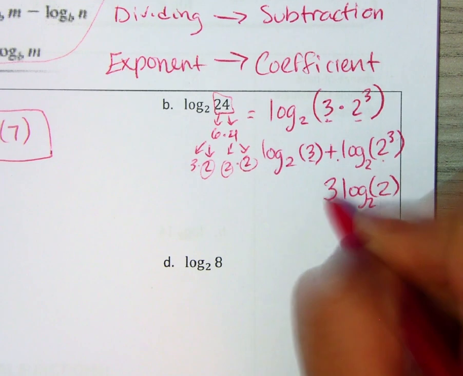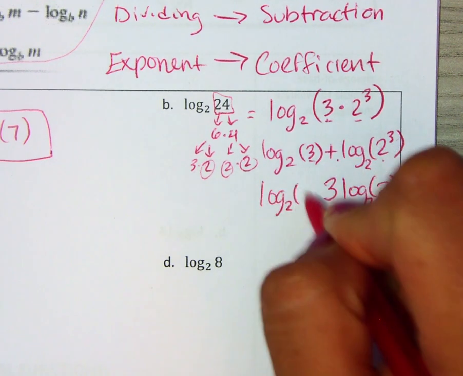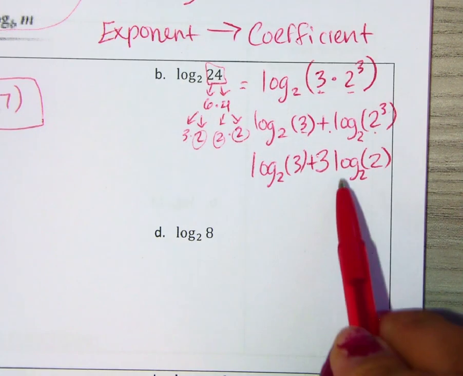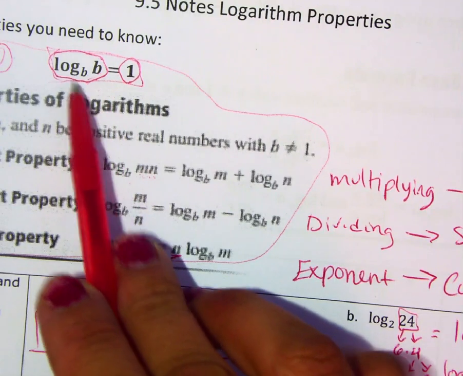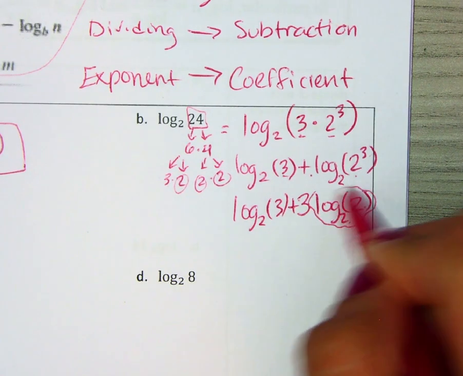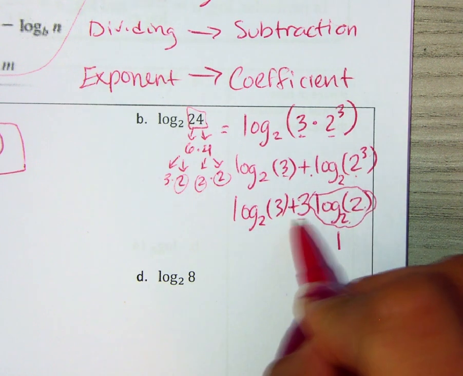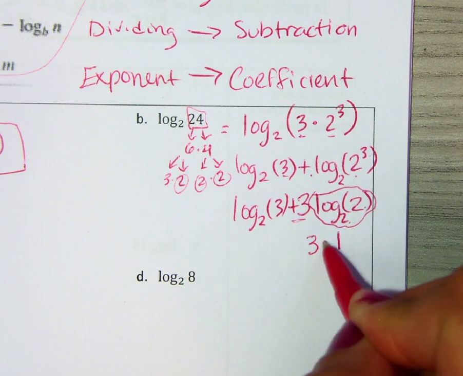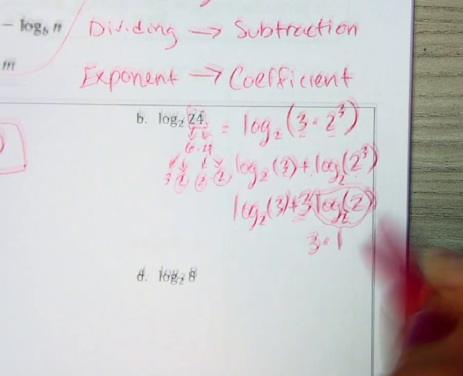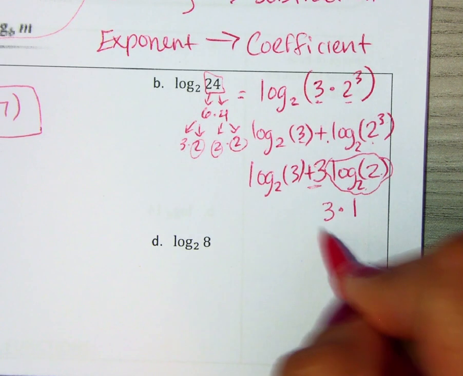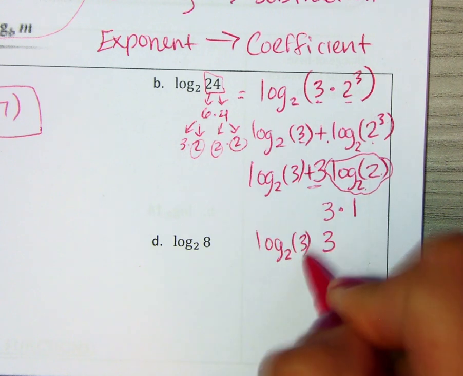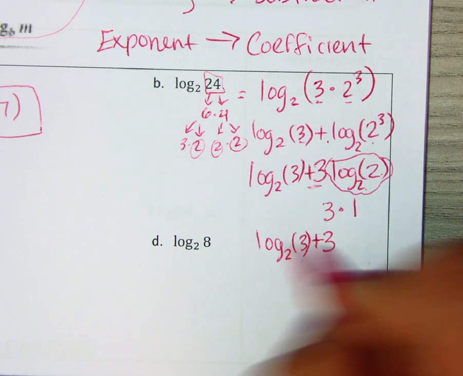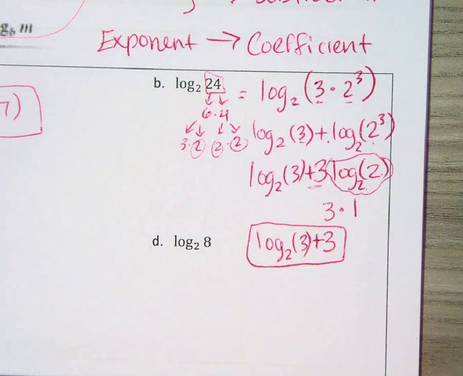And then we're going to have this. So then we recognize that these two are exactly the same. And it goes back to this rule of if the base and the argument are the same, it equals 1. So this section could be replaced with the 1. And when you have a coefficient, you're multiplying that coefficient times the log. So now we have 3 times 1 for this section. And 3 times 1 is 3. So we just bring this log down, put a plus in the middle, and we add 3. So that's your answer for letter B.